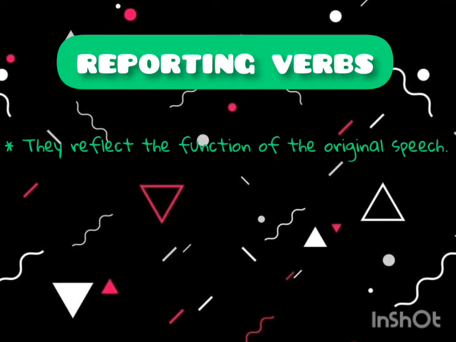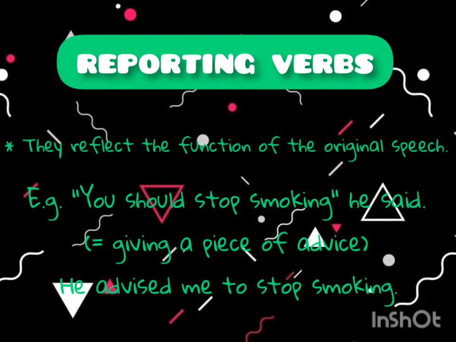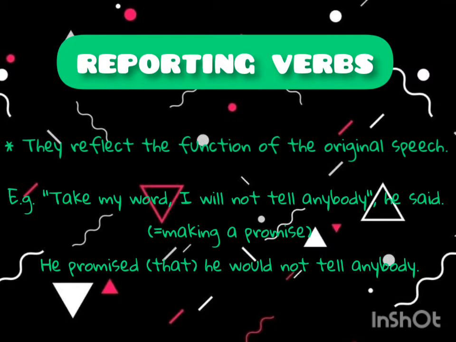Finally, it is also important to take into account that there are also specific verbs which purely indicate the function of original speech. For example, if I say, "I am sorry for what I did," this person is offering an apology. Reported statements should look like this: he apologized for what he had done. "You should stop smoking." This person is giving a piece of advice. Then I should report it in the following way: he advised me to stop smoking. "Take my word, I won't tell anybody." This person is promising something. Then I need to use he promised he would not tell anybody.